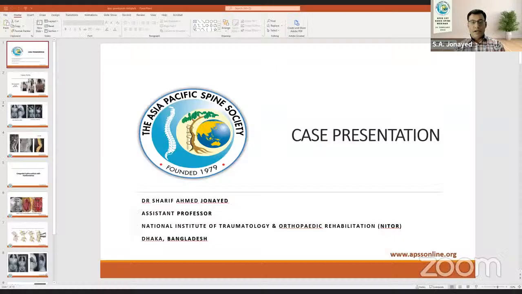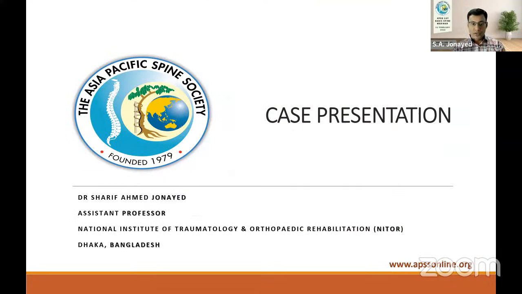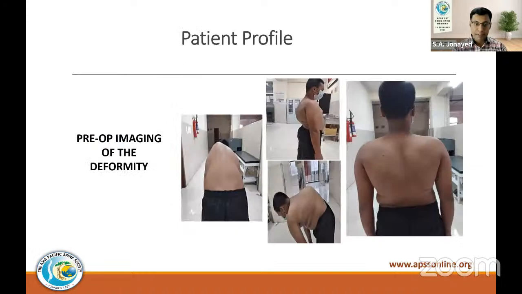So today I'm going to present a case. We have already discussed the various fundamentals and techniques of deformity correction, specifically screw placement, freehand technique, spinopelvic fixation, etc. My case is a 28 year old male. He presented with back pain. The main problem is back pain, and it hampers his daily activities. Specifically, he cannot sleep in this position due to his deformity. He has no neurological deficit.